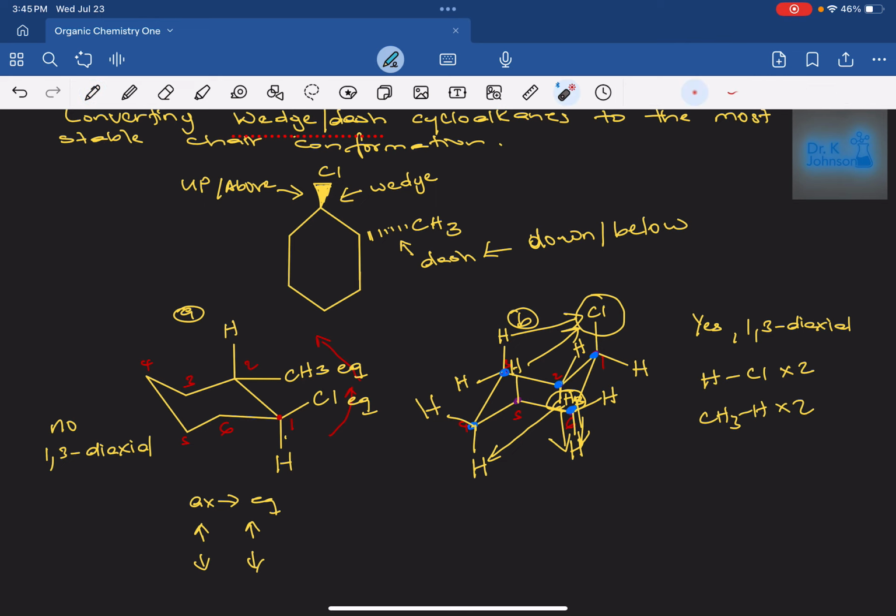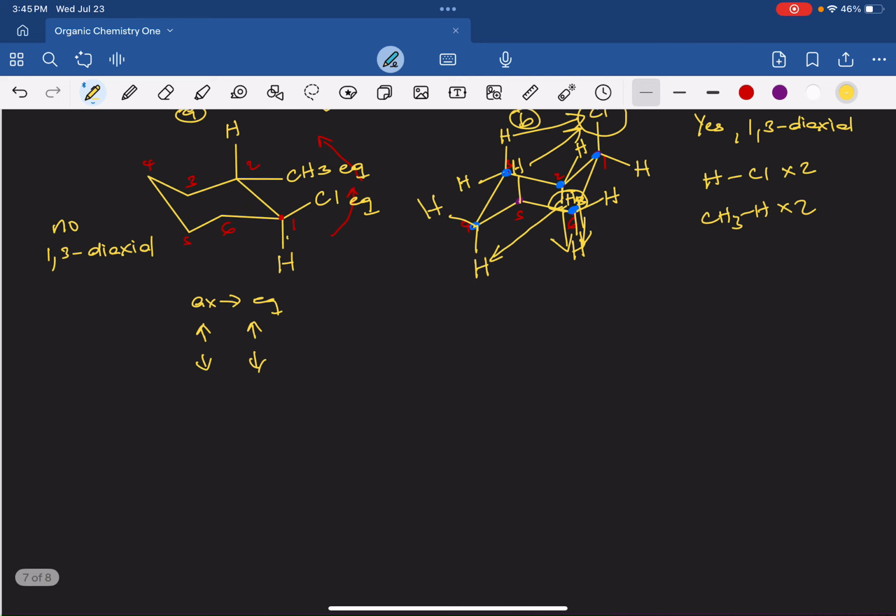This chair right here is very, very unstable compared to this one. There's no 1,3-diaxial interaction here. There's no repulsion of electron clouds. But in the axial position here, we have this going on at the top and we have it going on at the bottom. So your most stable chair is going to be this chair right here. That's your most stable chair. So if you get a question like this, you shouldn't struggle.